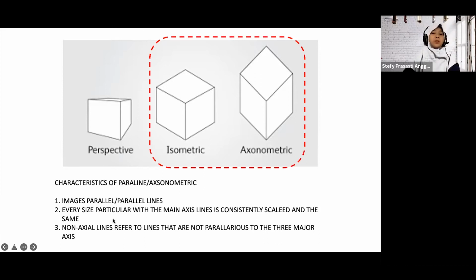And the characteristic of parallel lines, we can see in three points. The first is that the image is parallel. The second is that every size parallel with the main axis line is consistently scaled and the same. And then non-axial lines refer to lines that are not parallel to the three major axes.